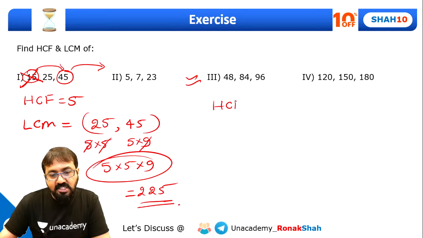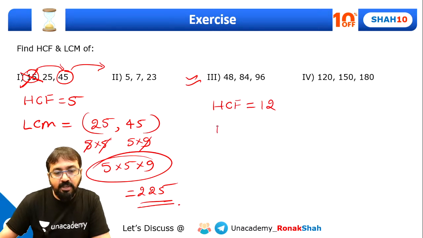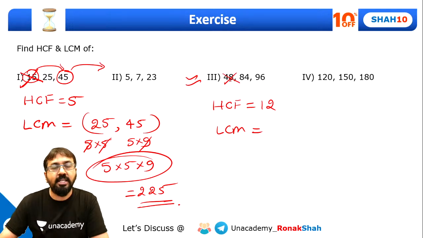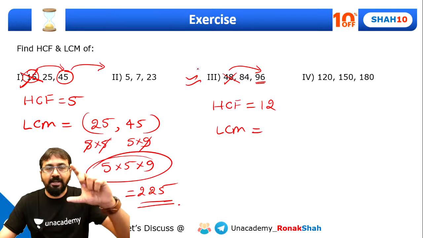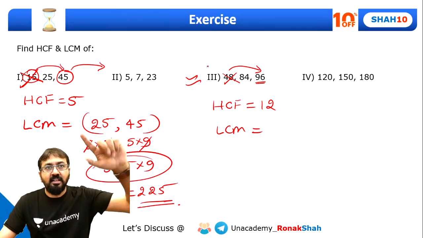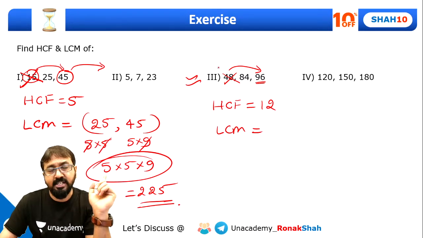HCF, if you'll just check, HCF will be 12. Now when you want to find out LCM, for LCM you don't need to consider 48 because 96 is a multiple of 48. So when you find a multiple of 84 and 96, it will also be a multiple of 48 as well. Are we clear?